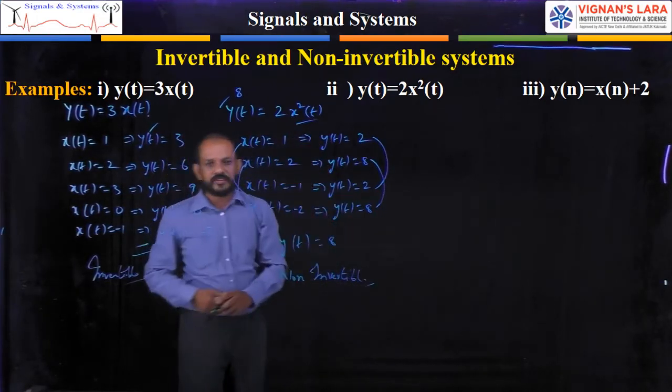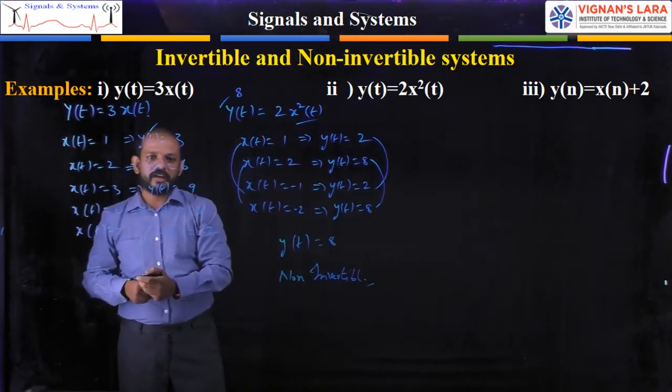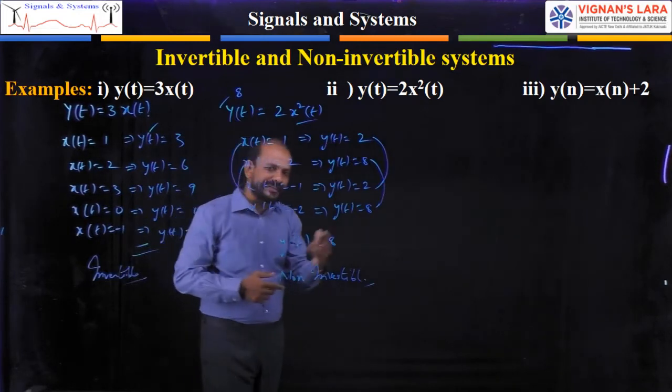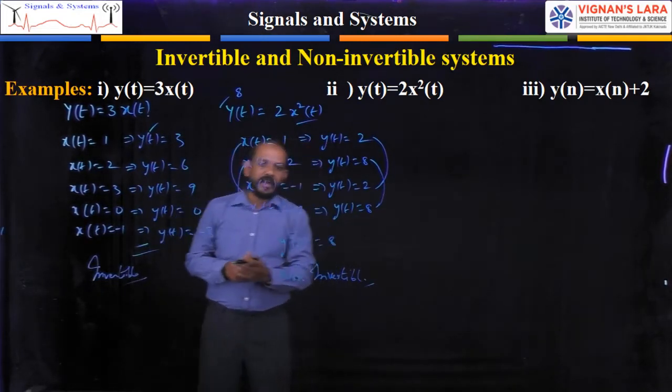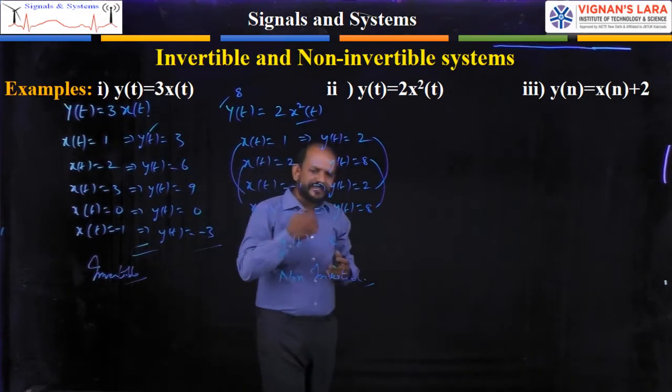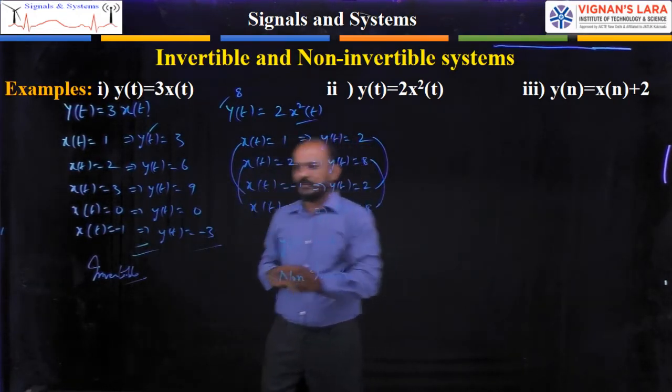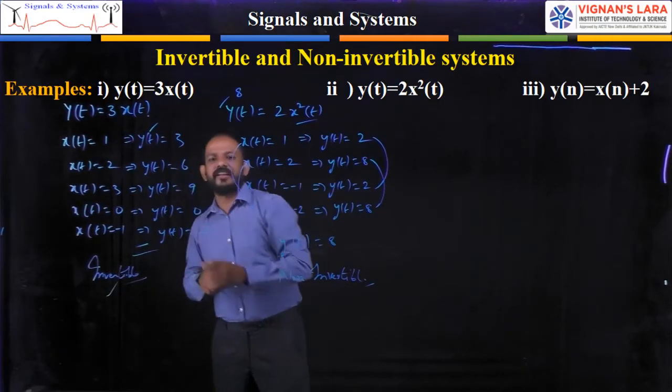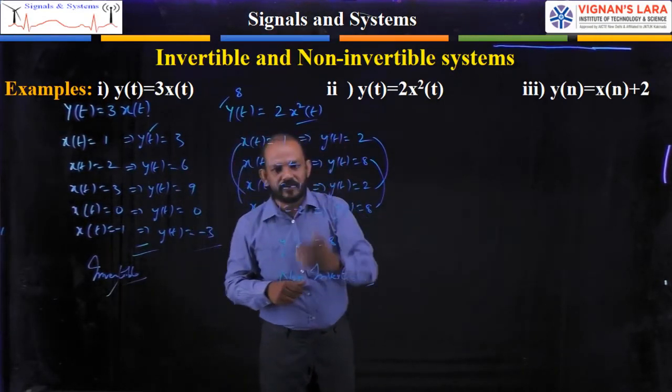Because see, for the first one there is a unique relationship. Okay, and for different inputs we are getting different outputs. There is a one-to-one mapping, and the input will appear at the output. That is, if an output is given, I can know the exact input. For that reason, I can say the first one is an invertible system. Coming to the second one.